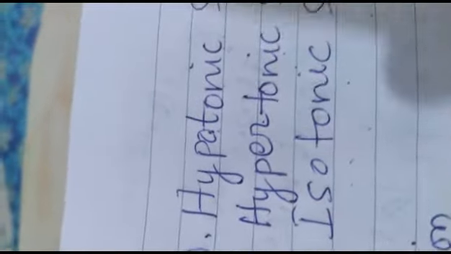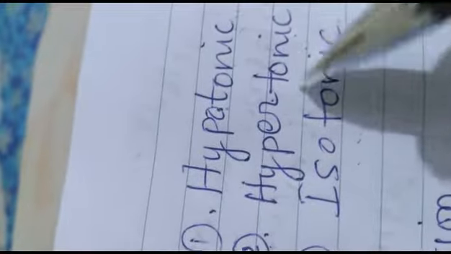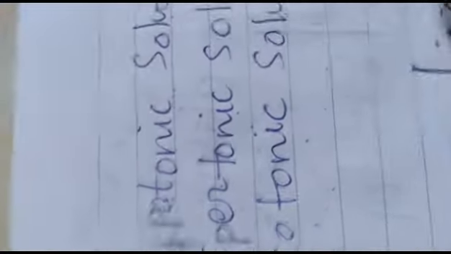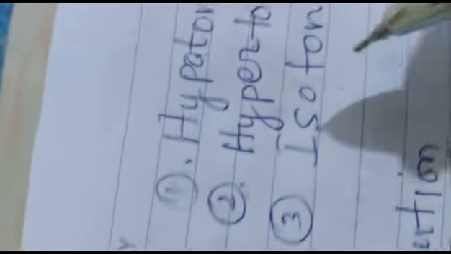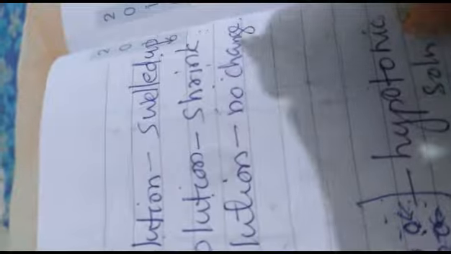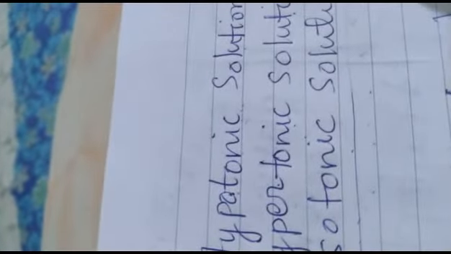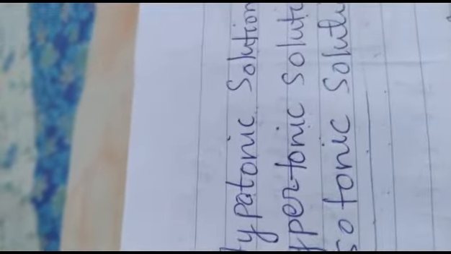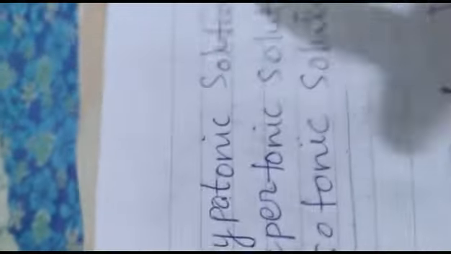This swelling and shrinking take place by osmosis. The process taking place here is osmosis. Water is absorbed by osmosis in a hypotonic solution, so the cell swells up, and in a hypertonic solution the water is lost by the cell, so shrinkage of the cell takes place. In an isotonic solution, no change takes place. There will be no swelling, no shrinking. So these are the three types of solutions. This is an important topic, osmosis and the types of solution. These are important topics in your chapter 5.